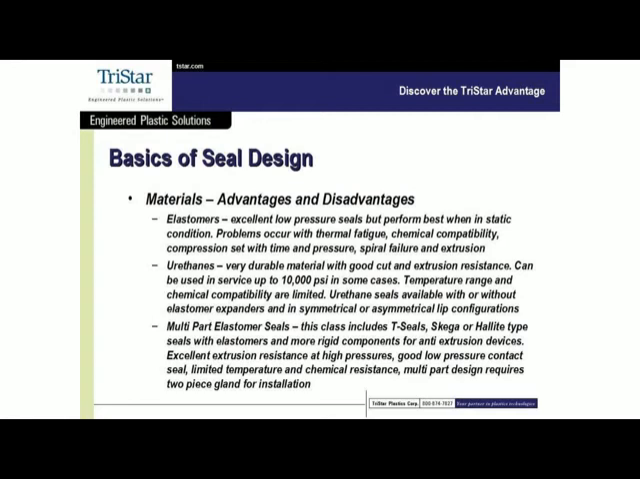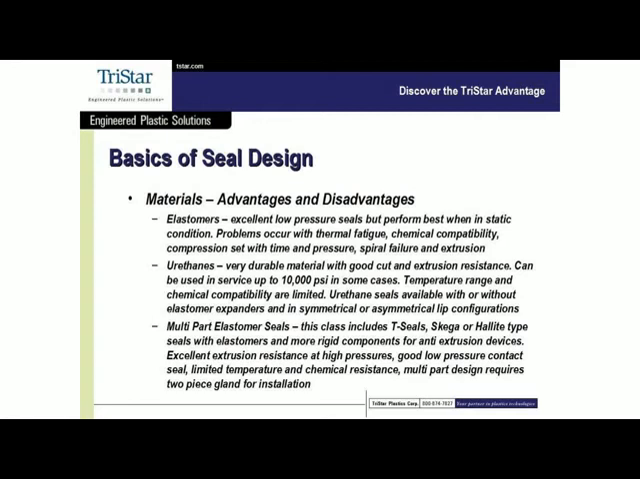Urethanes, very tough, good cut resistance, good extrusion resistance. Urethane seals in many cases can go up as high as 10,000 psi. The temperature range and chemical compatibility is a little bit limited. Urethanes don't do well in certain chemicals at all, and the temperatures are typically going to be in the low to mid 200s maximum. And again, a lot has to do with the use of an expander. What is the expander material, and how does that match up with the temperature environment?